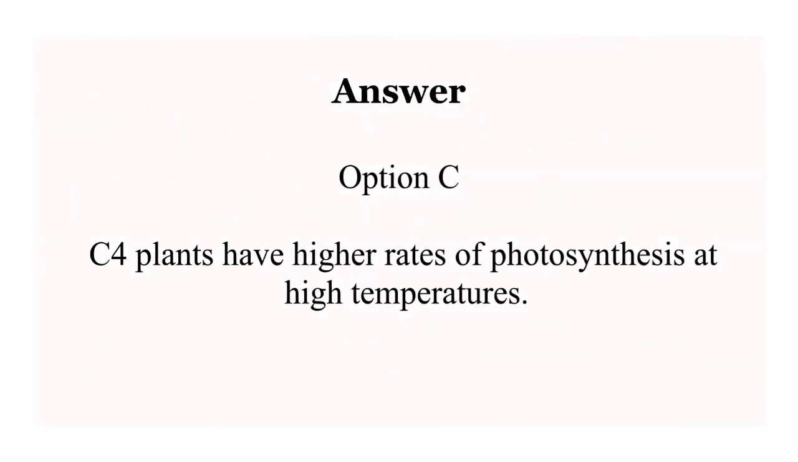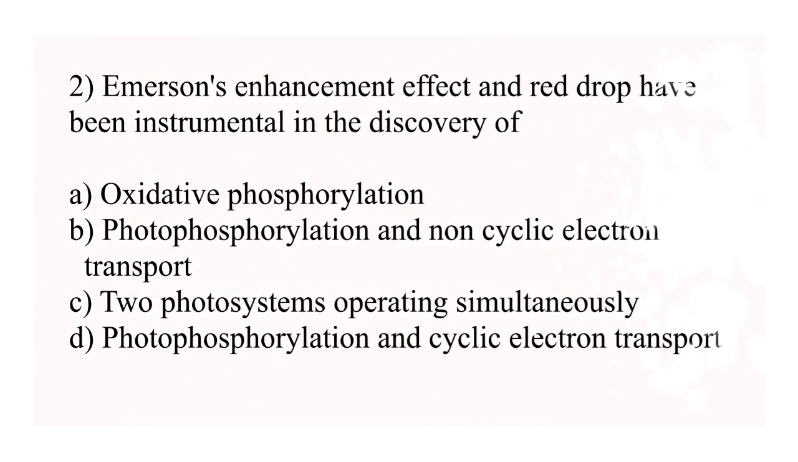This is a sentence that is mentioned in the NCERT, that is, C4 plants have higher rates of photosynthesis at higher temperatures. Moving on to the next question, Emerson's enhancement effect and red drop have been instrumental in the discovery of. The options are oxidative phosphorylation, photophosphorylation and non-cyclic electron transport, 2 photosystems operating simultaneously, photophosphorylation and cyclic electron transport. The answer of this question is not explicitly mentioned in the NCERT but can be found out with the help of some logic.